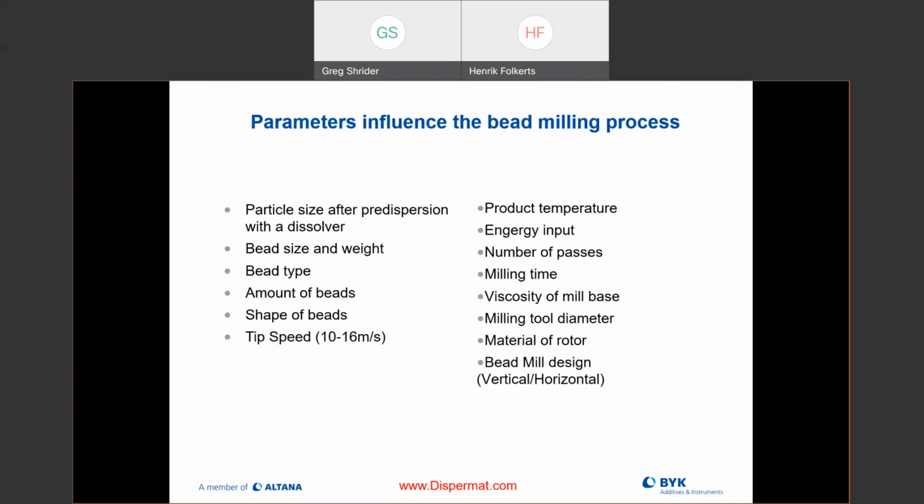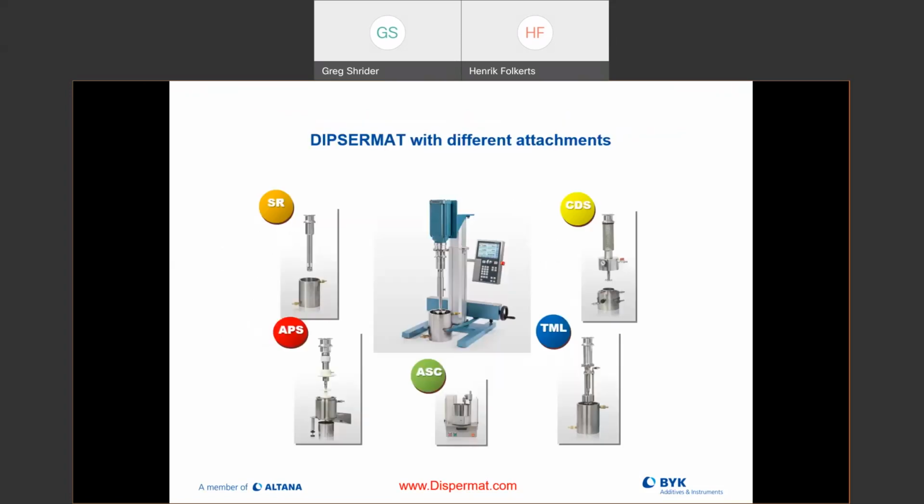So I want to show this slide because a lot of customers don't realize this, but all of our Dispermats, and that's a patented concept, are modular. That goes for our laboratory and pilot as well as manufacturing. So I have a base dissolver. This is the newest one with the latest screen right here. I can accessorize it and attach different milling systems. For example, here I have what's called an air pressure system. This is my vertical bead mill. It attaches right here and turns my Dispermat into a vertical bead mill.